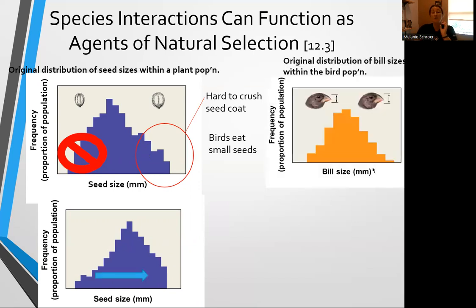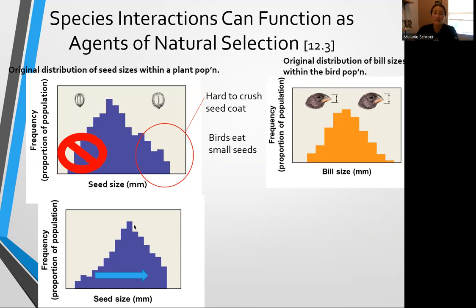Okay. Reciprocally, right? So the birds have an effect on the plants, and now the plants, the seeds, are going to have an effect on the birds. And so this is the classic Darwin's finches example here. Initially, the beak size of these birds has a distribution. Most of them are in this range, but there are some that are smaller and there are some that are bigger.